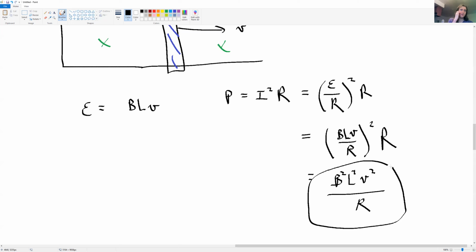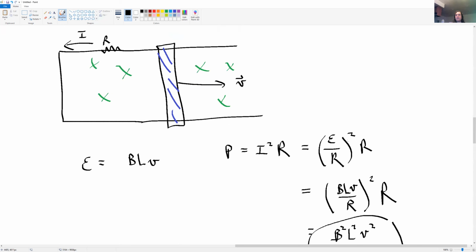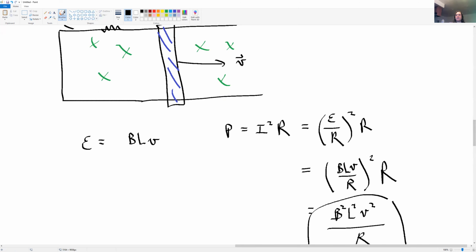Okay. So if you want to know the power dissipated by a resistor for a situation like this, where the applied voltage is 0, but there's an induced voltage, and its magnitude is BLV, then that's the formula right there: B squared, L squared, V squared over R. Okay.